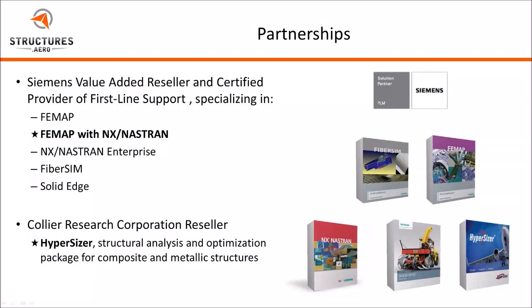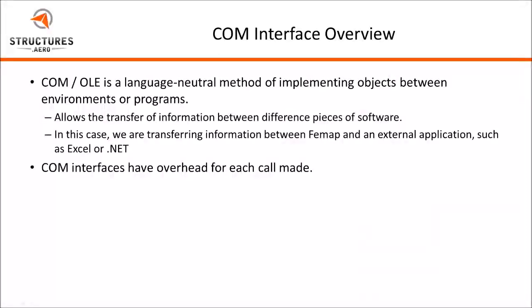All right, so with that out of the way, we're going to go ahead and jump into the presentation for the day. We're going to start with a quick overview of the COM interface. So the COM, or OLE, is a language-neutral method of implementing objects between environments or between programs. So this is the behind-the-scenes method that is used when you're talking to Femap from Excel or from .NET, Python, whatever language you might be using.